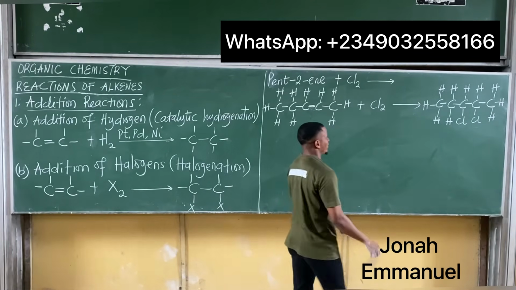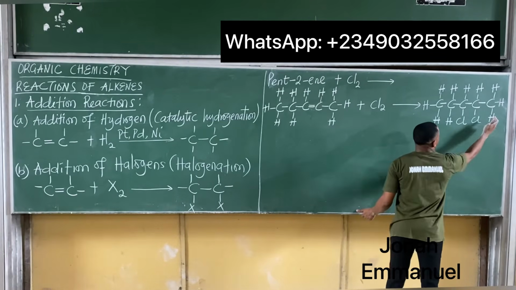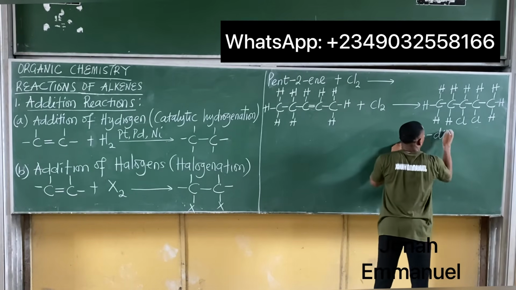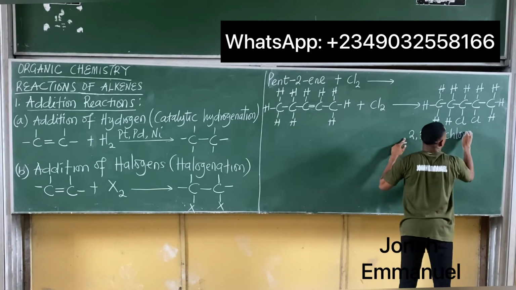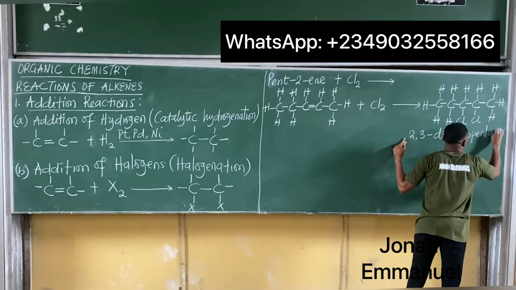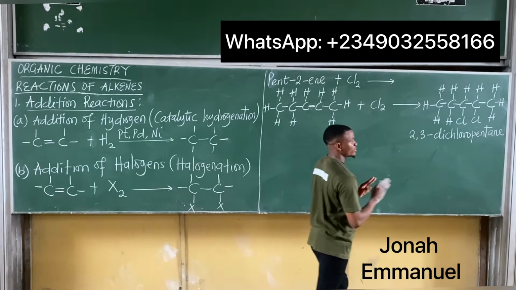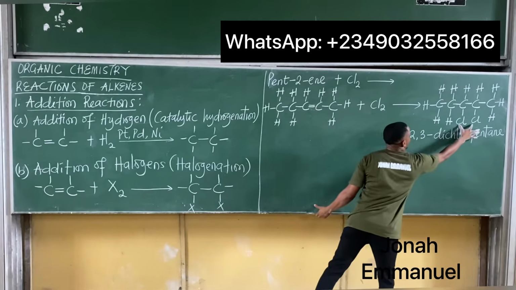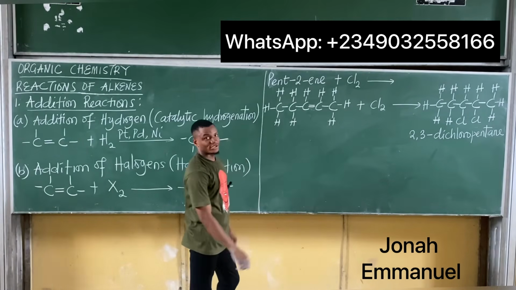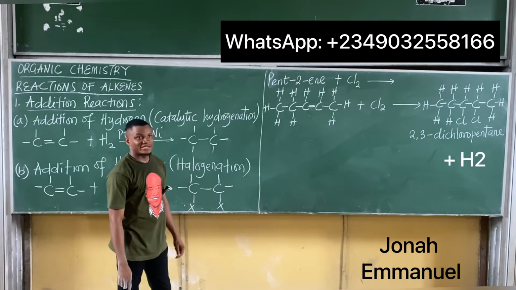How do you name this compound here? This is 1, 2, 3. Becomes 2,3-dichloropentane. So it's quite simple. Just understand how it works. Right? These 2 will come under the carbon that was bearing the double bond. That's the idea. It's that simple.